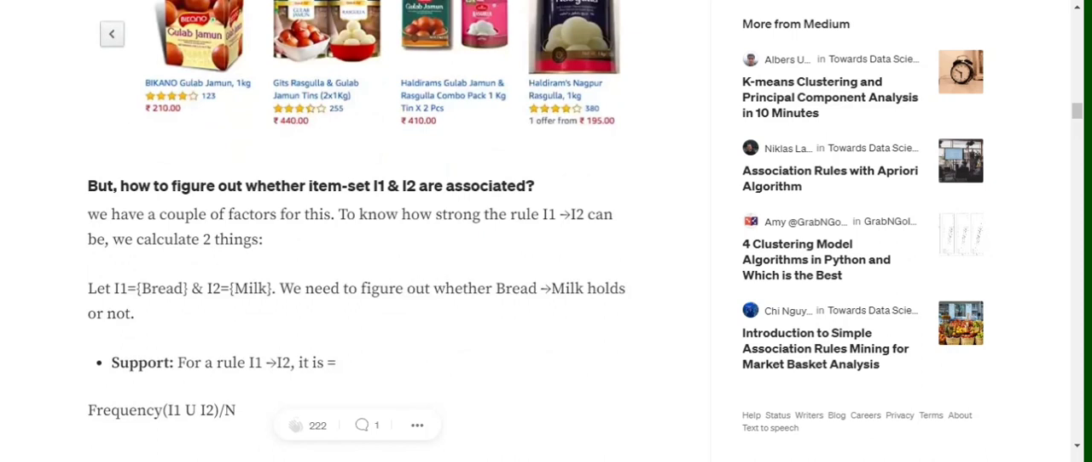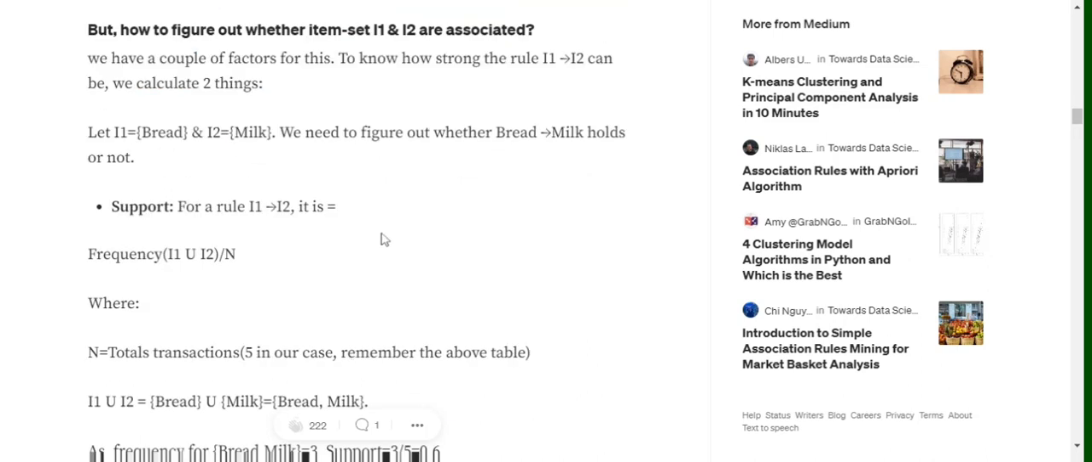Now, how do we figure out whether items I1 and I2 are associated? That's a big question, and this is what we would use the Apriori algorithm for. But let's understand a few concepts before jumping in.